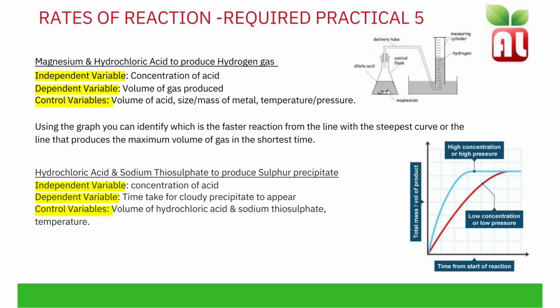Independent variables may be the concentration of acid used. Dependent variable, the time taken for the cloudy precipitate to appear. Control variables would be the volumes of each solution and temperature.